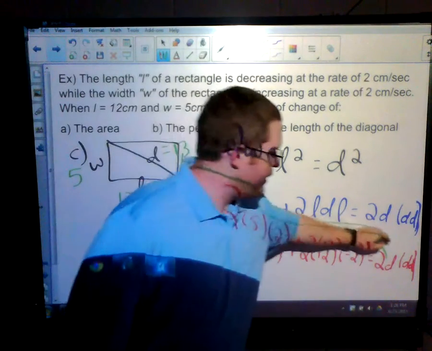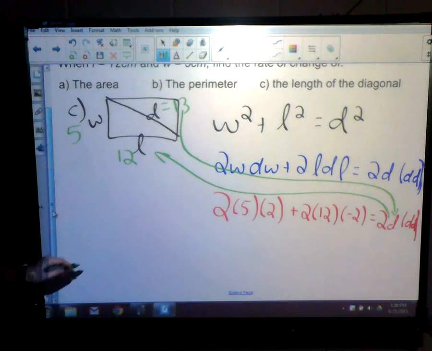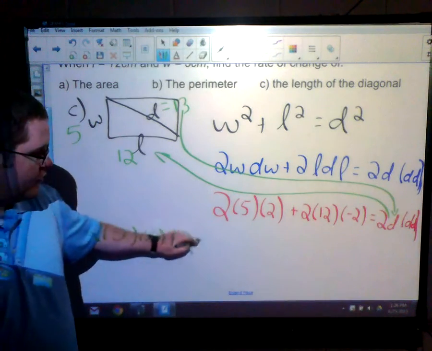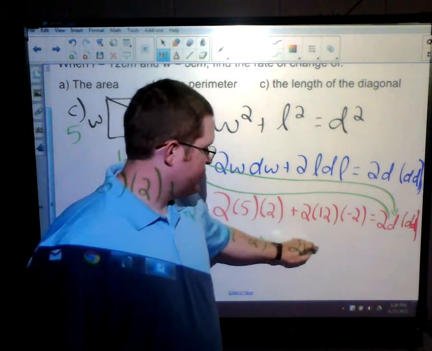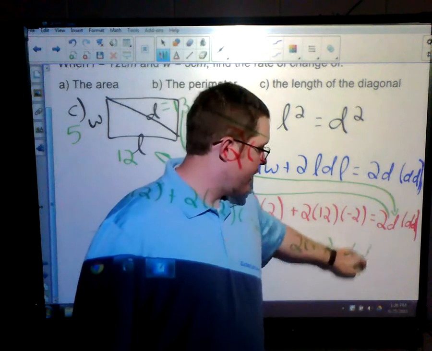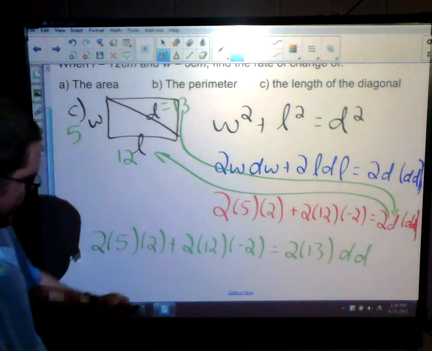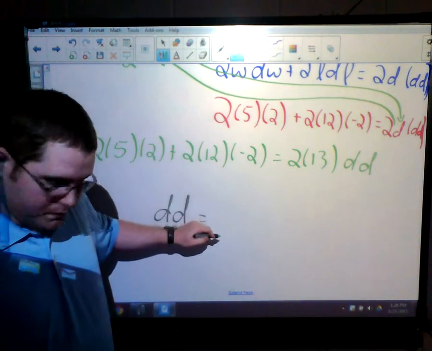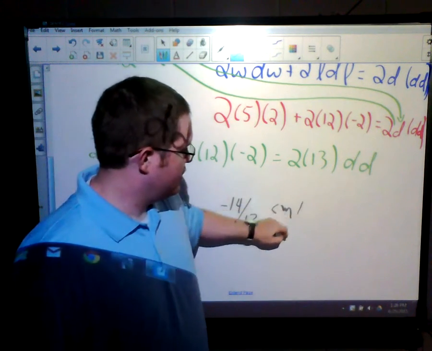So I'm going to plug that back into my problem. So now I have 2 times 5 times 2 plus 2 times 12 times negative 2 equals 2 times 13 d diagonal. From here, it's just a matter of solving some algebra. I'm going to save you some steps and tell you that dd is equal to negative 13 centimeters per second.